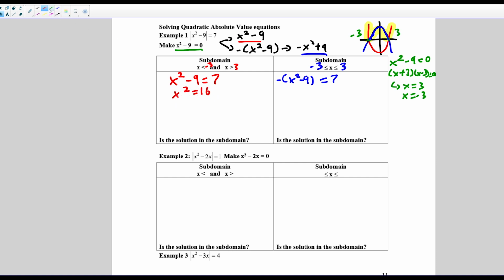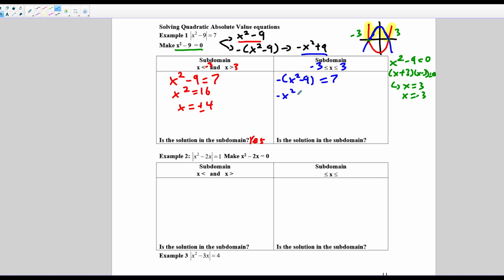We're going to take the square root of both sides, so we get x is equal to plus or minus 4. Ask, is the solution in the subdomain? Is x equals -4 less than -3? That is true. And is x greater than +3 when it's +4? Yes, that is correct. Let's do the same thing here on the right-hand side.